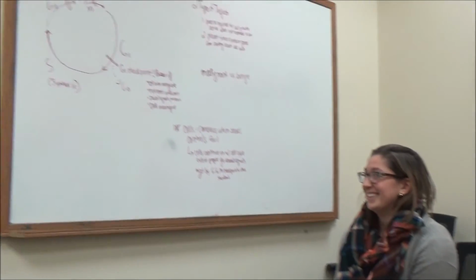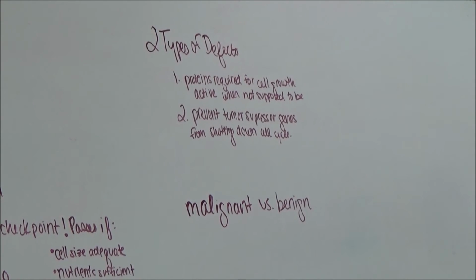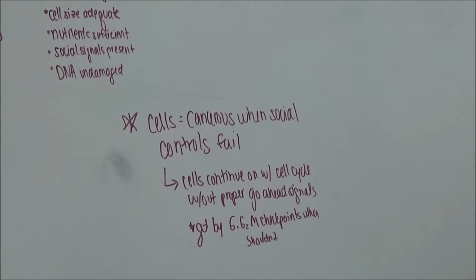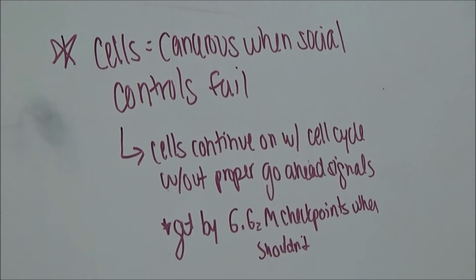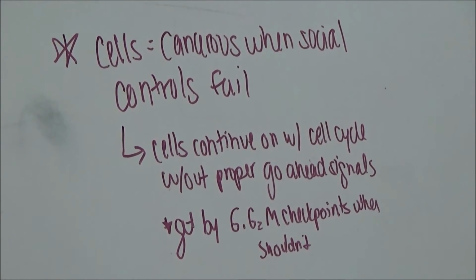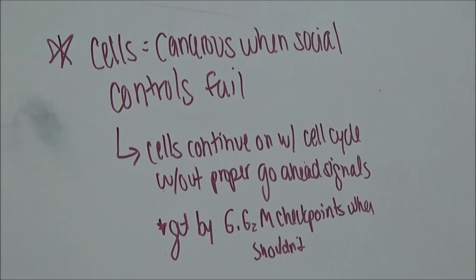So I have some notes up. Cells become cancerous when social controls fail in checkpoints. It's primarily seen in the G1 checkpoint. Cells can continue on with the cell cycle without the proper go-ahead signals, which is the main oncogenic mechanism.